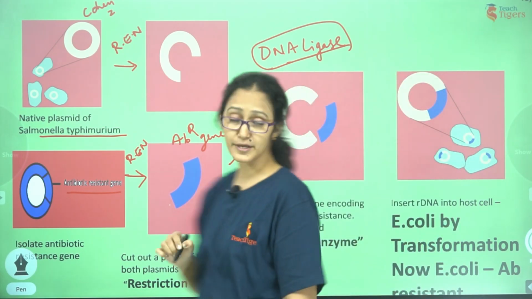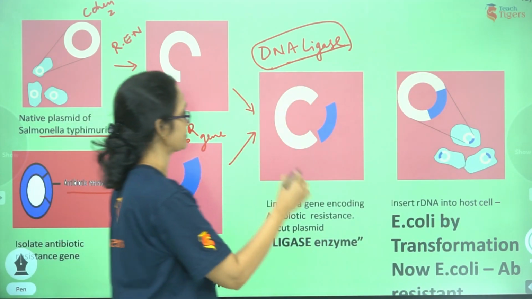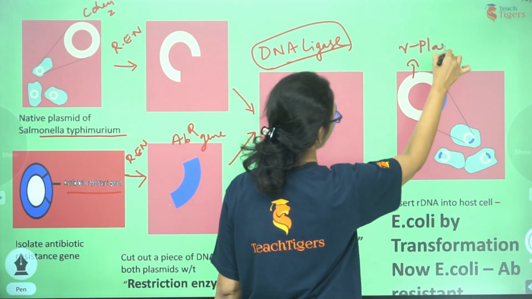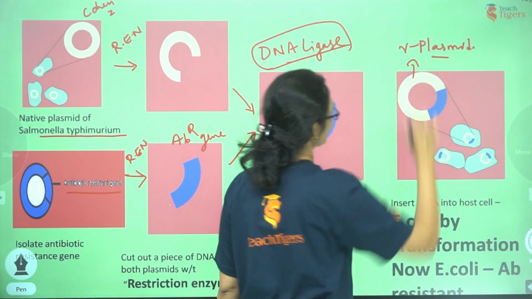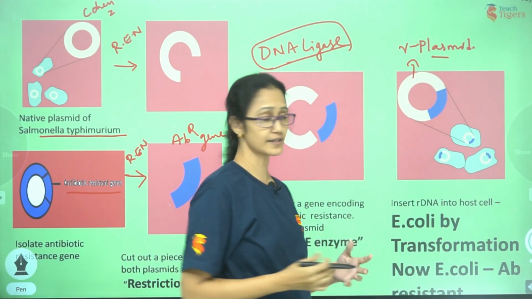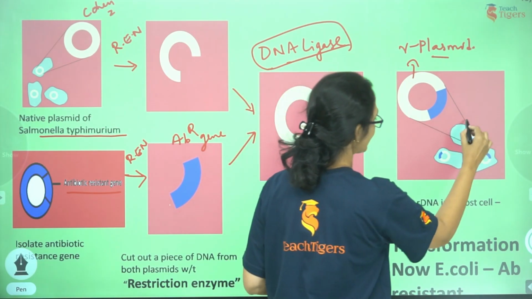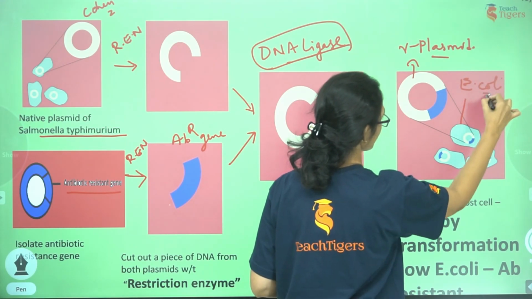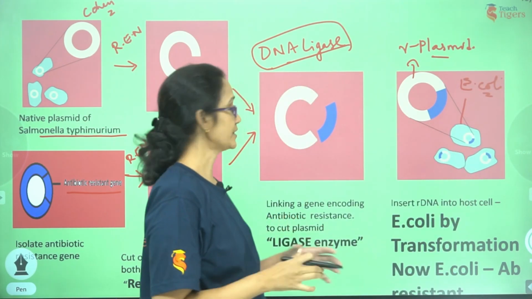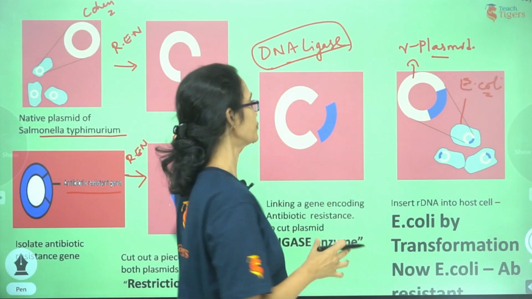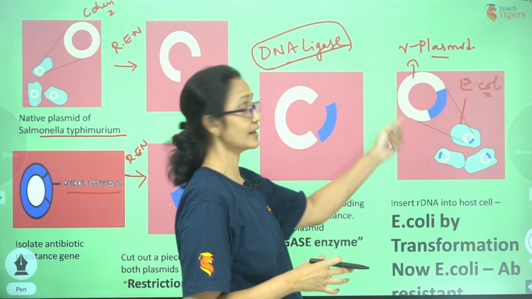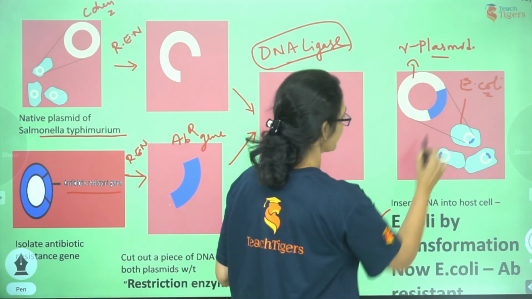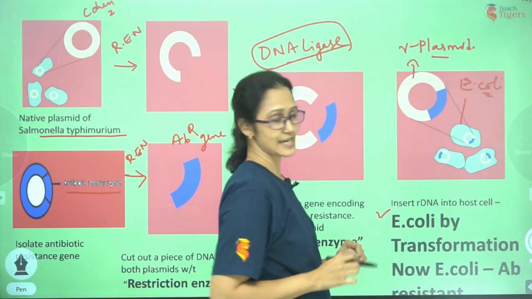Now, once the recombinant plasmid has come, this is the recombinant plasmid, right? Now, this is the designing part. Once the recombinant plasmid is designed, it was introduced into another organism. What was that organism? It was E. coli. So, here the DNA is from two different sources and it is introduced into a third organism. And in this way, E. coli was transformed with the help of gene transfer techniques.